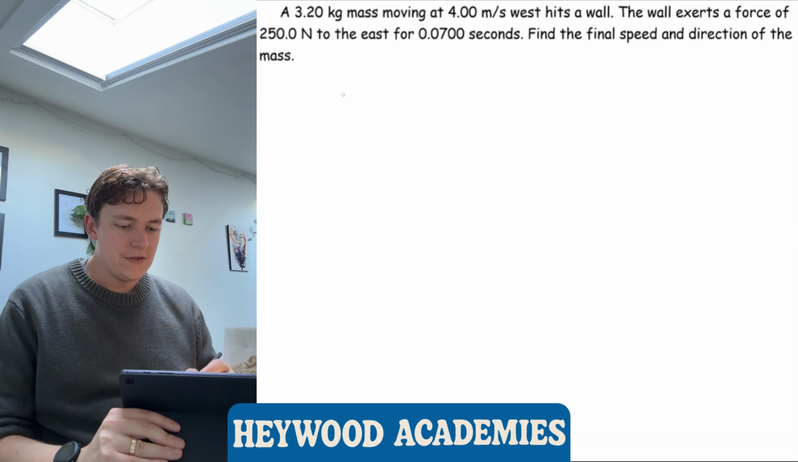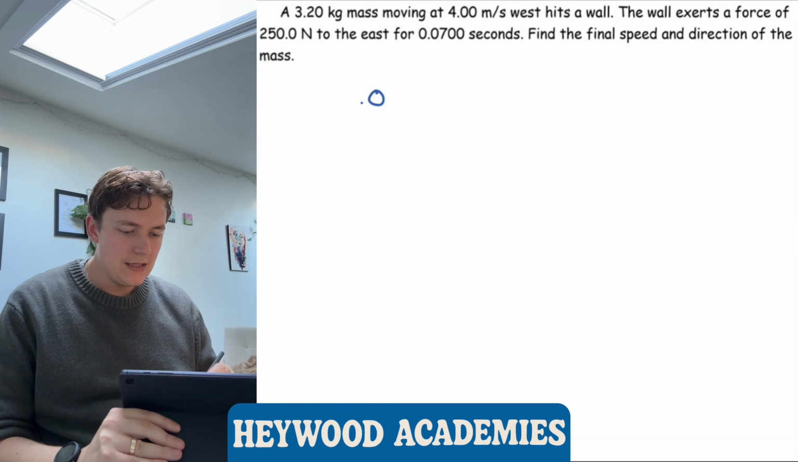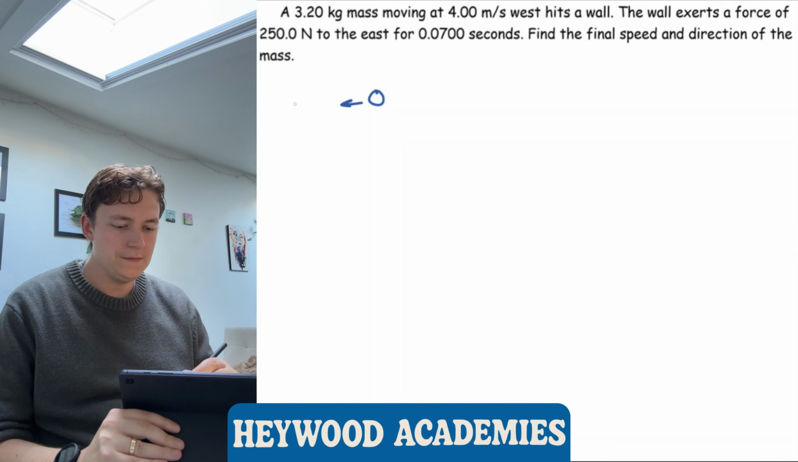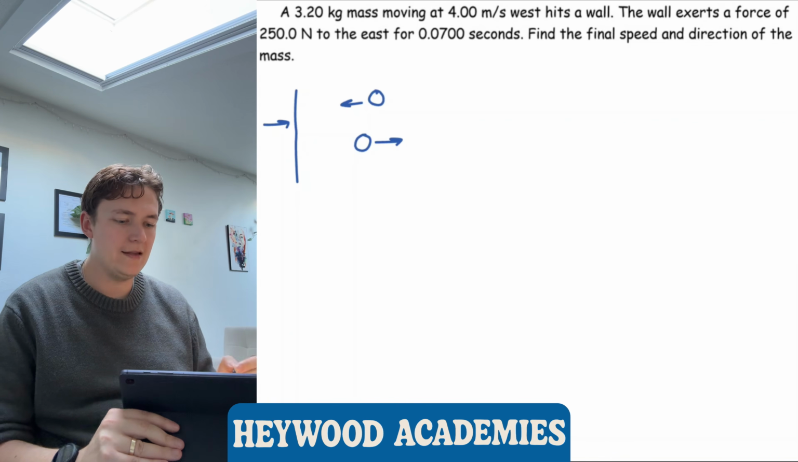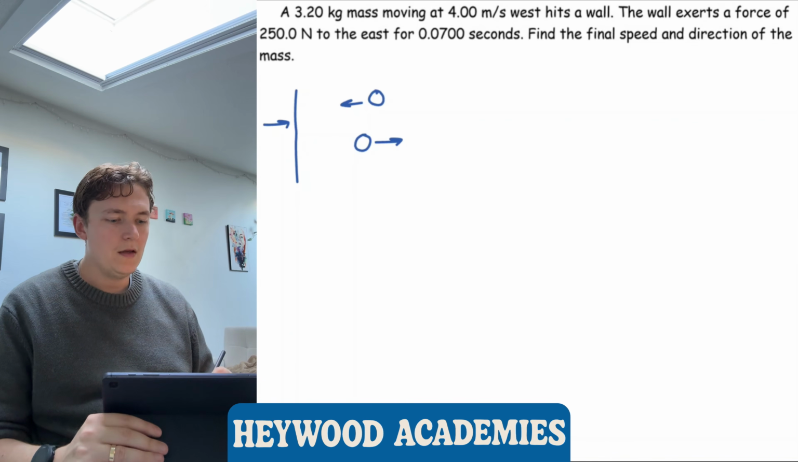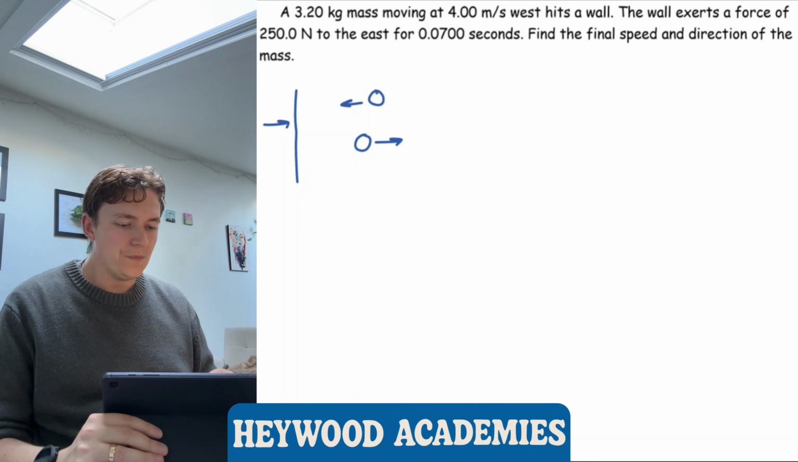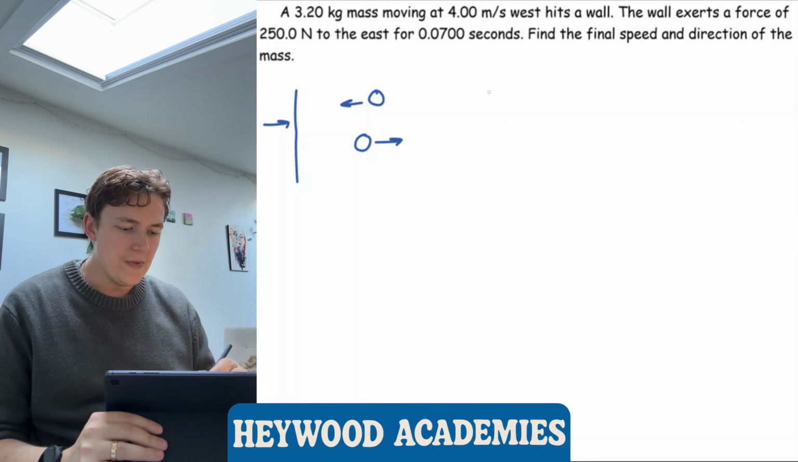So let's draw this out a little bit here. So we have a ball heading in this direction, and then it hits the wall, and the wall exerts a force over a certain amount of time, and then the ball is going to bounce off the wall and start heading back in the other direction. So we want to find the final speed and direction. So let's set up our change in momentum equation and go from there.